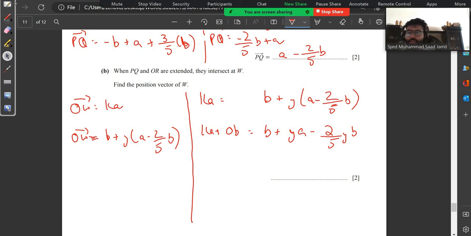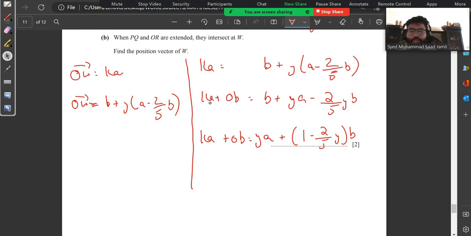You try to write it in the same form: K times A plus 0B is equal to Y times A plus (1 minus 2 upon 5 Y) times B. We just took out the common B. So now you can see we have equated the equations together. These are the Y and K. Basically Y and K are both ratios.